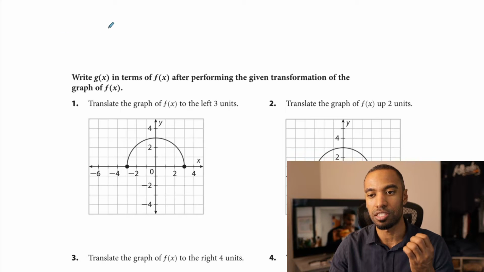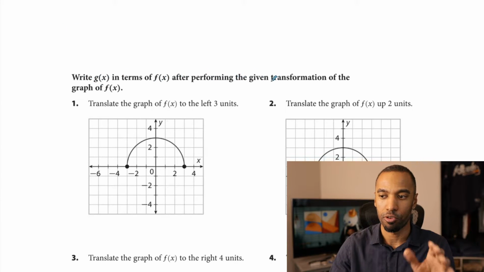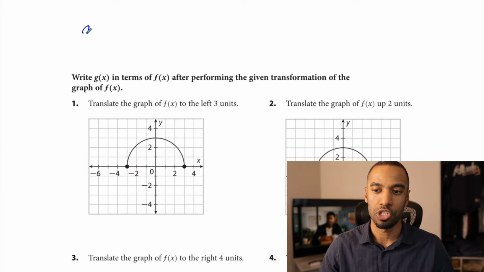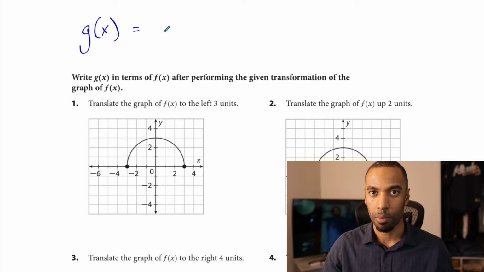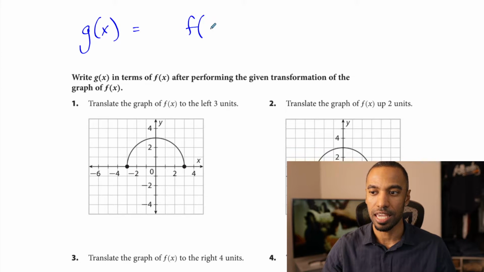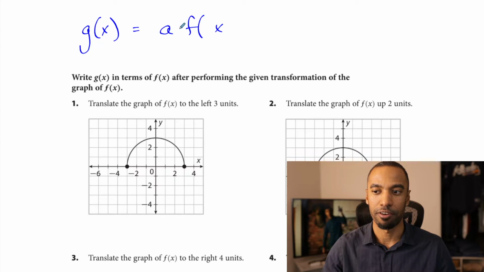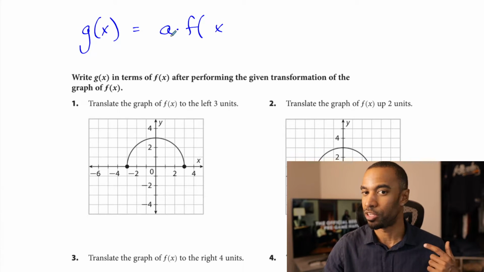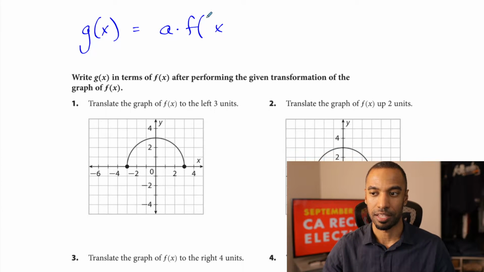For you to make the best sense of this, guys, when they say write g of x in terms of f of x after performing the given transformation of the graph of f of x, we're going to say, okay, g of x is some new version of f of x. We're going to transform f of x. Instead of just taking f of x here, we're going to possibly have a vertical stretch or compression. We might possibly flip it over using the value a. If you've seen a before, you're going to see it again here.